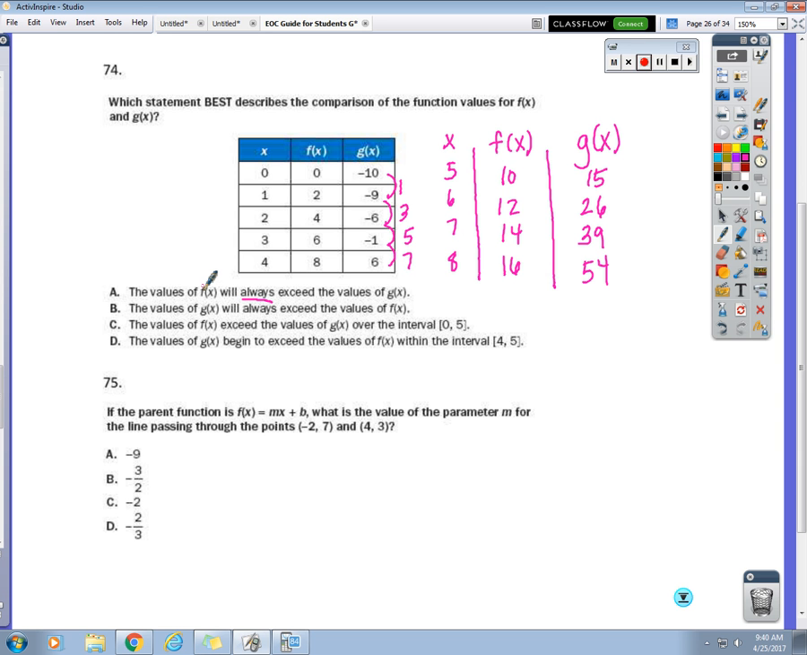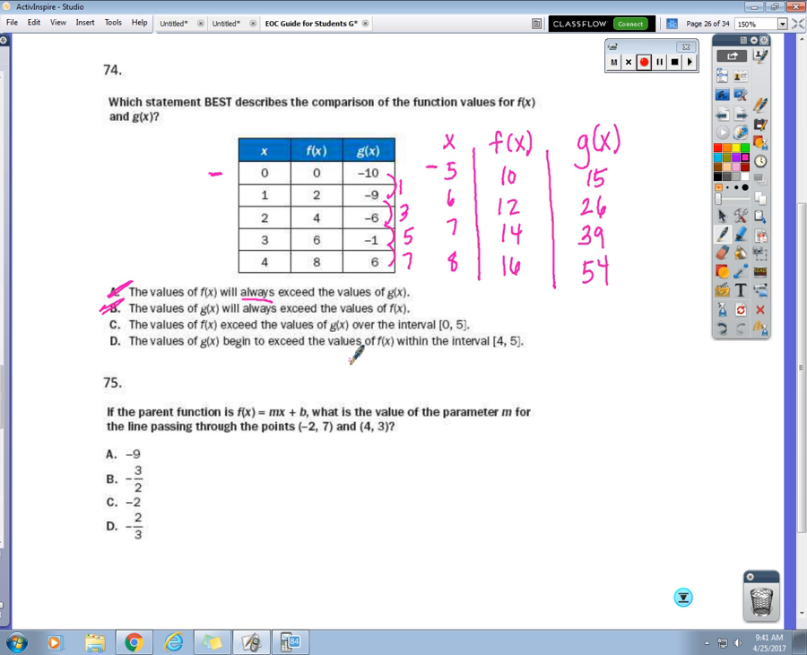The values of f of x always exceed? No, you can see when we continued that f of x values are not exceeding anymore, so that one's out. The values of g of x always exceed? No, because over here they didn't. They were smaller. The values of f of x exceed the values of g of x over the interval 0 to 5. So from 0 to 5, are the f of x ones bigger than the g of x ones?